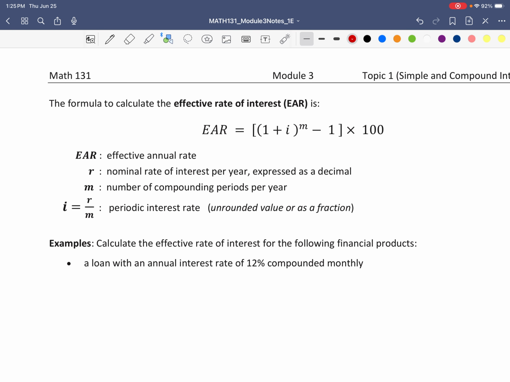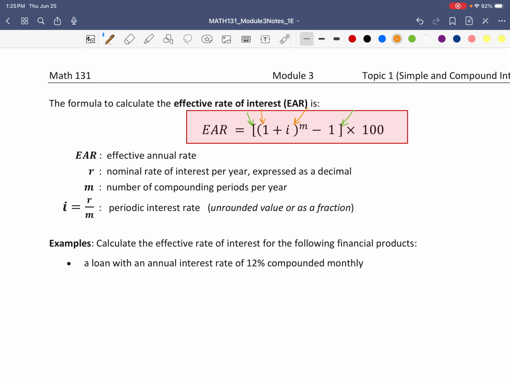Our effective rate of interest formula is right here, and it looks a bit more complicated than it really is. We have some familiar variables in here that we used earlier. You can see that there are two different kinds of brackets here. We've got these square brackets here and here, and then we've got the more rounded ones. They're just different to make it really clear which brackets are nested within the other brackets.